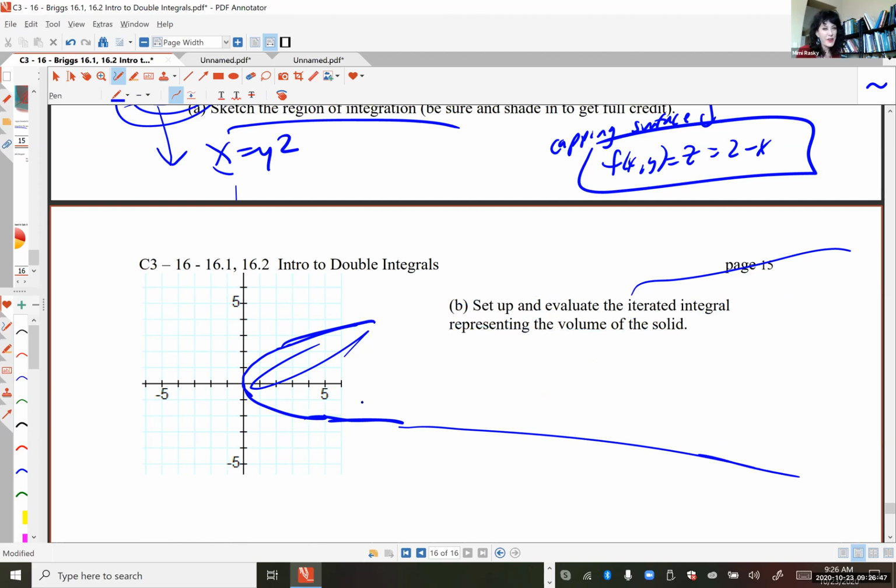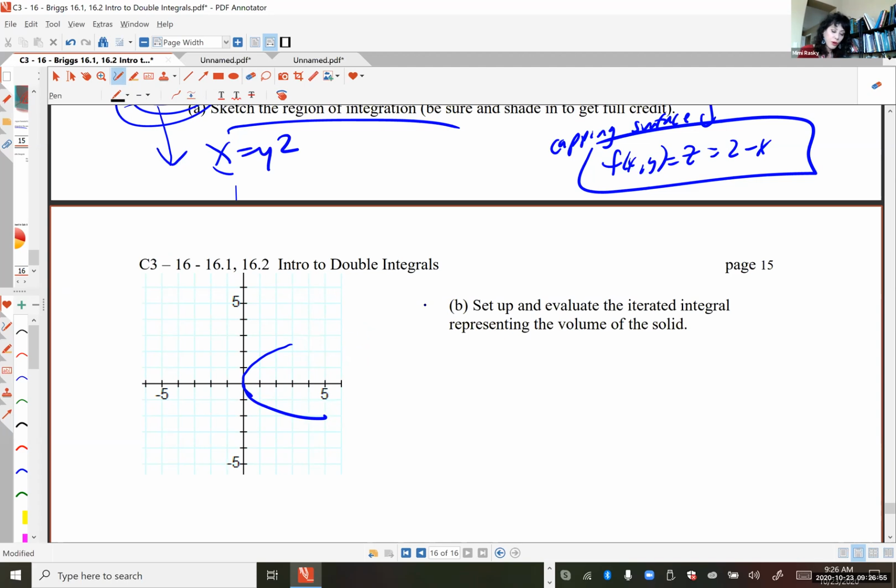It's like, no, it doesn't go on for infinity. We're not doing one of those improper integral things. Well, what are we doing? Well, you've got to be careful because this capping surface actually is a plane. It's a plane equation, and it actually does have a trace in the XY plane.